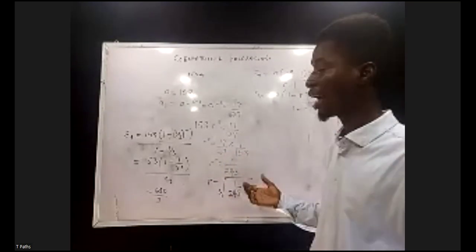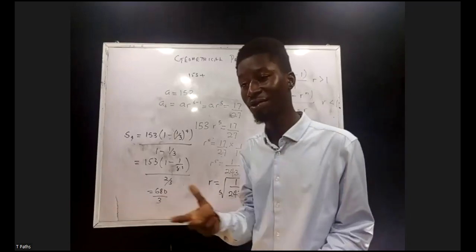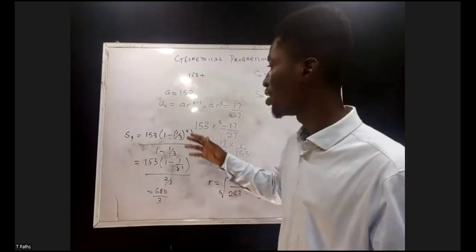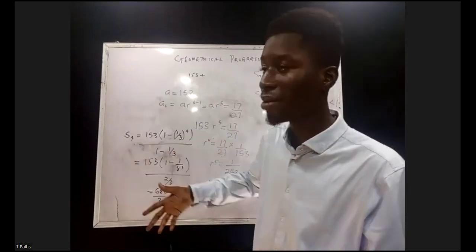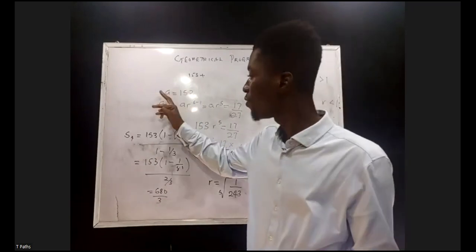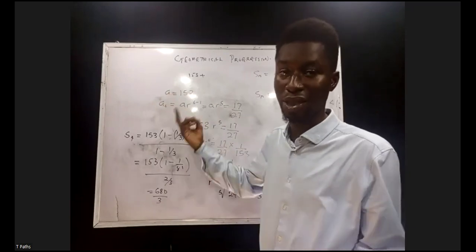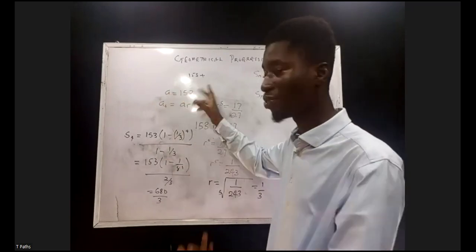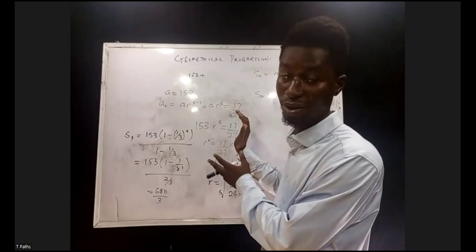Okay, if you are given a question, just like the one I did earlier, they will tell you the first term of a sequence of a series is 153. You always know your first term is represented with A. So you write your A equals 153. That's the first part of the question. Do you get it now?